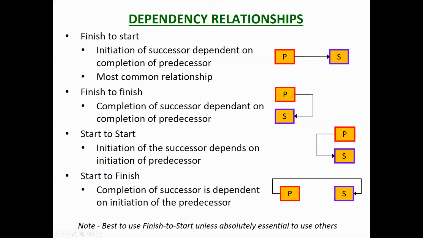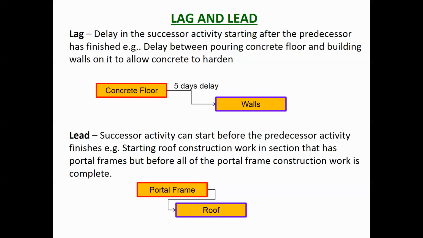But as you get more advanced, you may well use these other dependency relationships. I mentioned lead and lag. So looking at our finish to start relationship here, the lag is a delay in the successor activity. So the successor activity cannot start immediately after the predecessor is finished. In this case here, you're pouring a concrete floor. Now you need that floor to harden before you start building the walls on top. Otherwise the work in putting the walls in might crack the concrete floor because it hasn't reached its full strength.